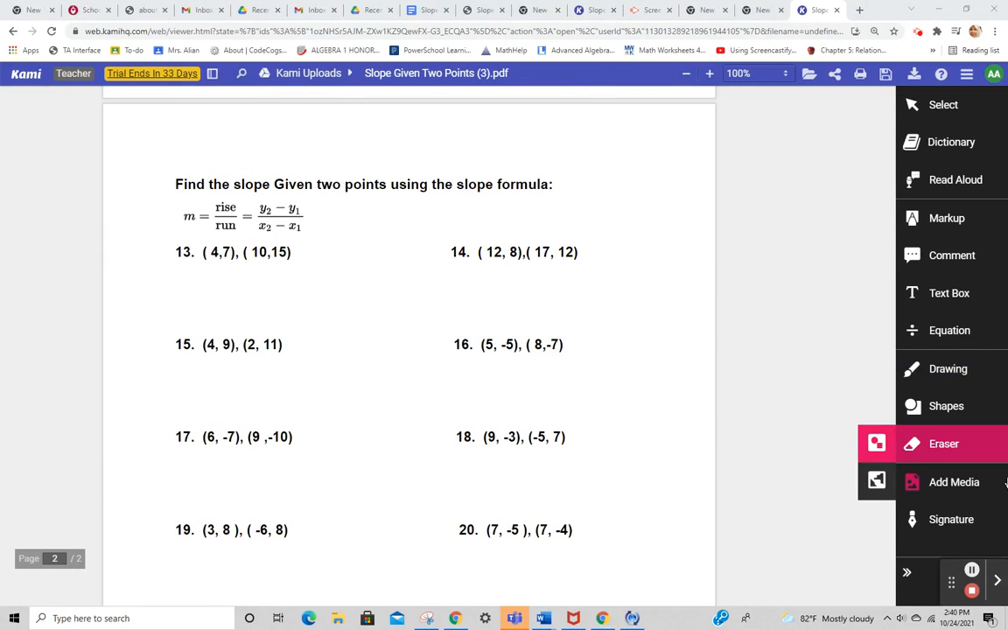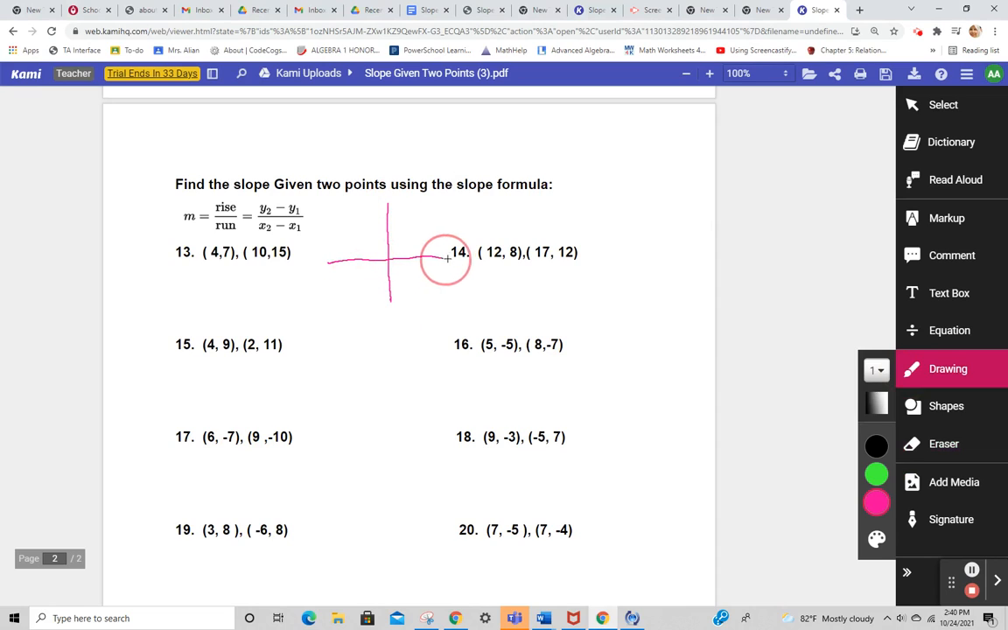Okay, so on this side of the worksheet, we're being asked to find the slope given 2 points. Remember, all you need is 2 points to make a line. For example, if you have a point here and a point here, if you connect them, you end up with a line. Now, these 2 points give us a line. It's not this exact same line, but we will get a line if we graph those 2 points.